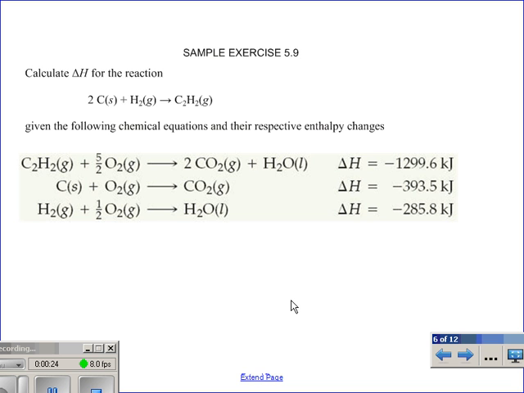Same rules apply. Remember, the rules are that you can reverse a reaction. If you reverse a reaction, you change the sign of delta H for that reaction. You can also multiply by a coefficient or by a number that changes the coefficients. But whatever you multiply by, you also have to multiply delta H by that same number. So let's figure out here how to solve this problem.